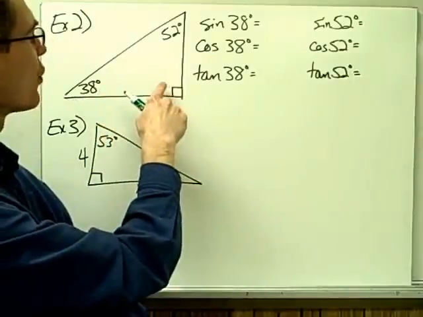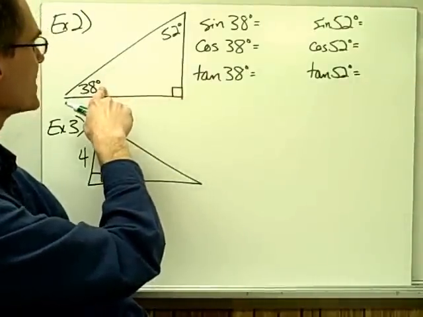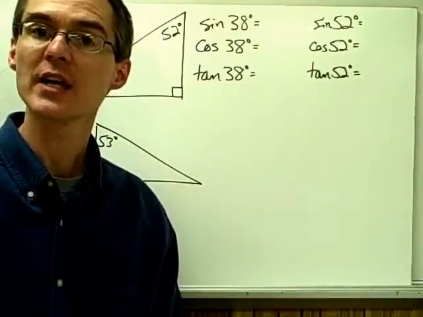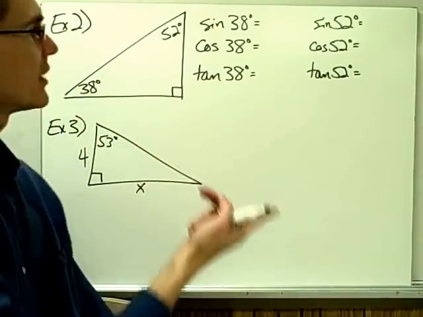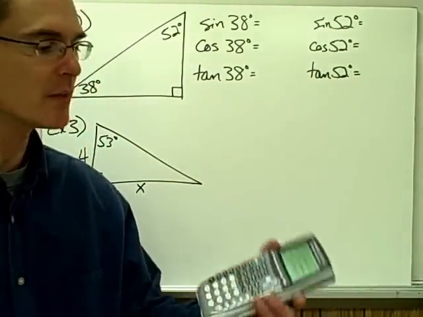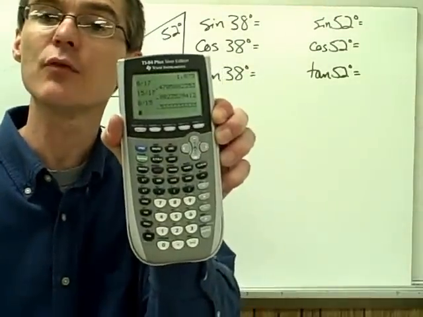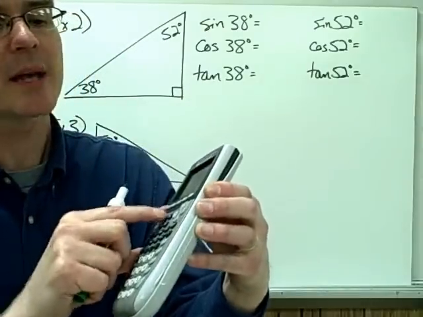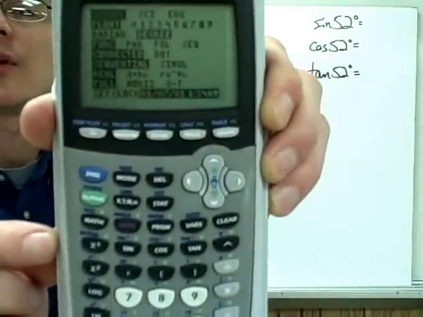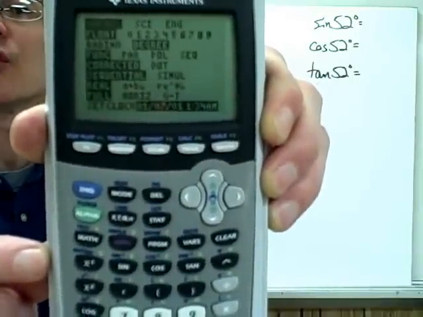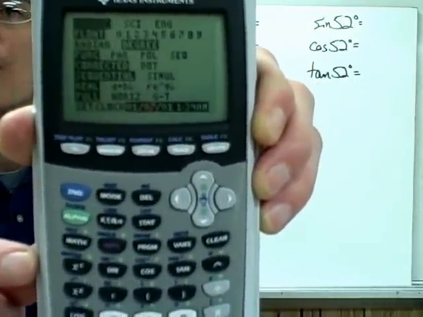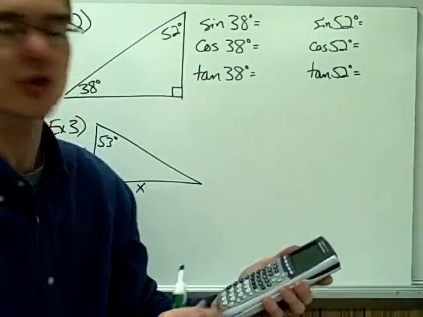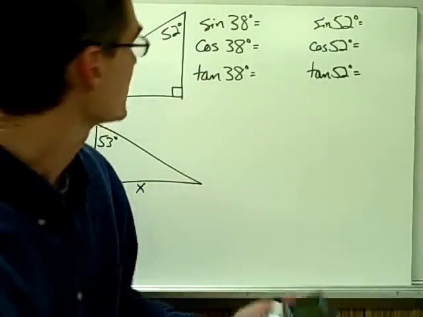That's because for any right triangle of any size, the sine, the cosine, and the tangent of 38 degrees are always going to be the same number no matter how large that triangle happens to be. First off, you notice in your notes it says make sure that your calculator is in degree mode. If you're using a TI-83 or TI-84, there's a button on the top row that says mode. Push that, and on the third line down it says radian and degree. You want to make sure that the word degree is highlighted. If it's not, move your cursor down there and select degree. Okay, so I'm in degree mode.